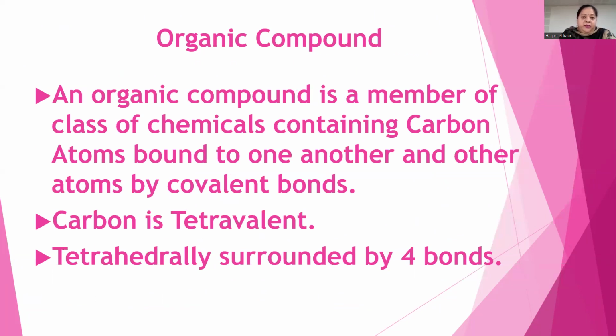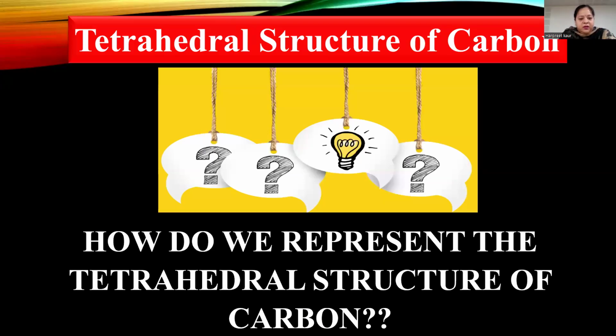Now, when we start with organic chemistry, we start with an organic compound. It's a compound of carbon bonded with other carbon atoms or with some other atoms by covalent bonds. Carbon is tetravalent. It's tetrahedrally surrounded by 4 bonds. But how do we represent the tetrahedral structure of carbon? As we all teach in our classes, carbon is tetravalent and forms 4 covalent bonds. How do we represent the tetrahedral structure of carbon?